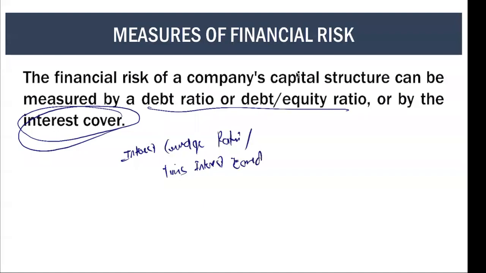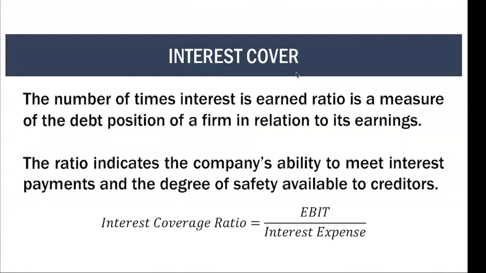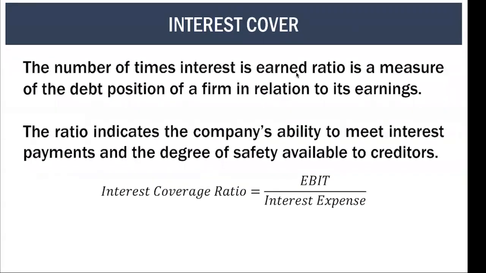Okay, let's see why it is called interest coverage or times interest earned. So interest coverage ratio or times interest earned, this is the number of times interest is earned, is a measure of the debt position of a firm in relation to its earnings. So how many times can your income cover your interest? So how many times does your EBIT cover your interest? That's why the formula is EBIT divided by interest expense. Of course, it is a measure that you can pay off your interest.